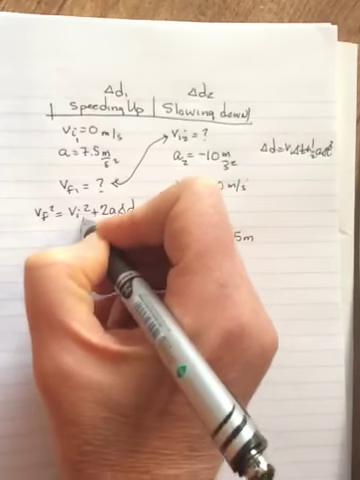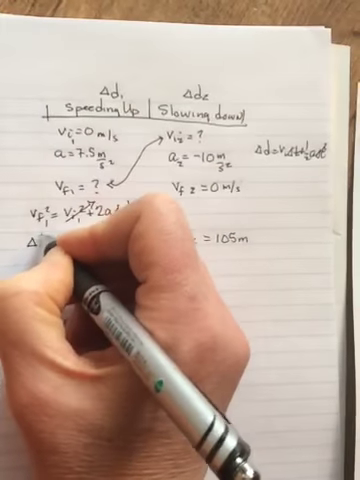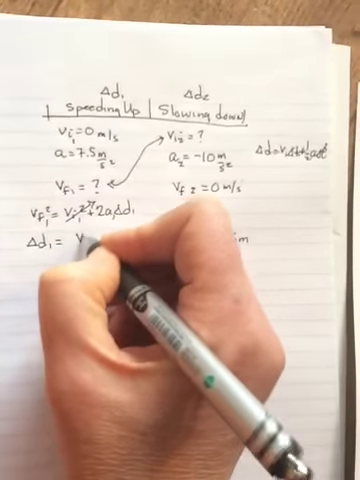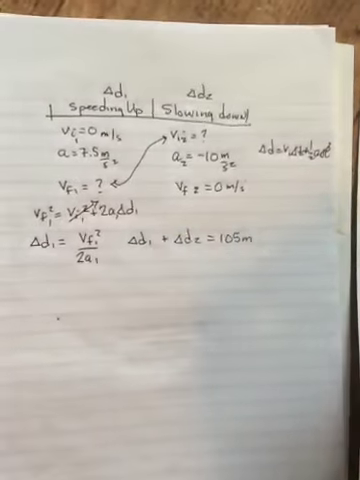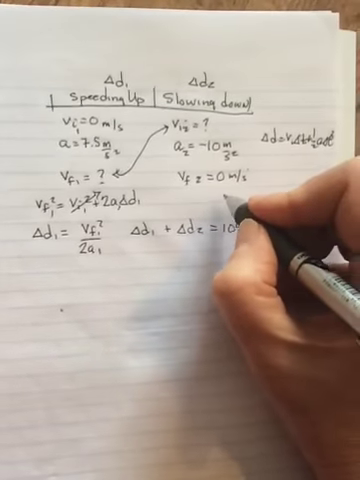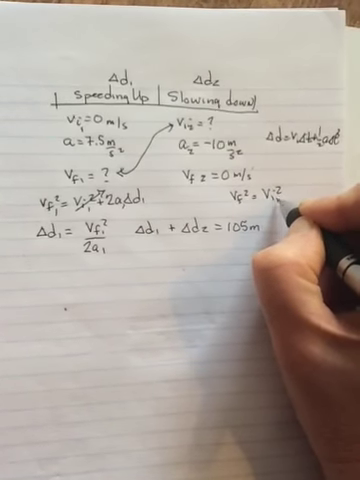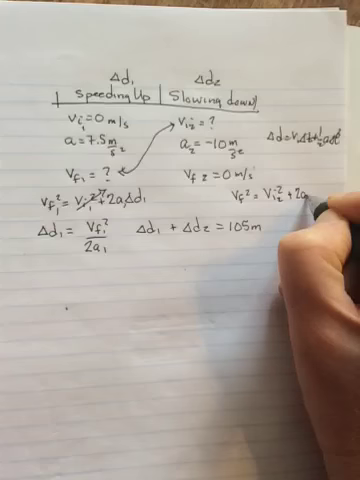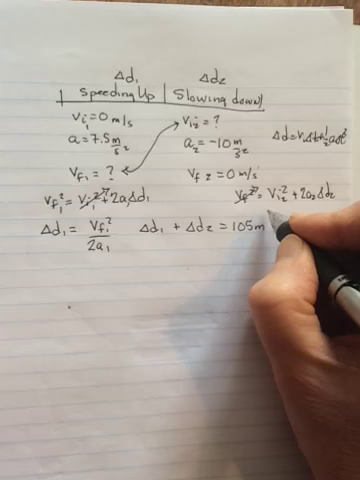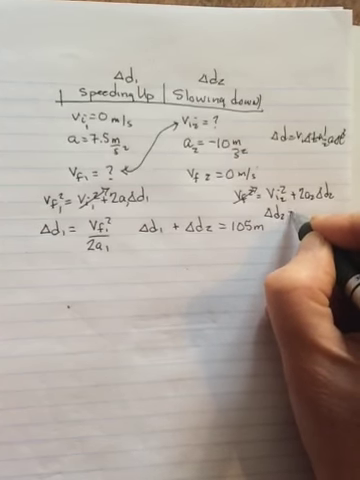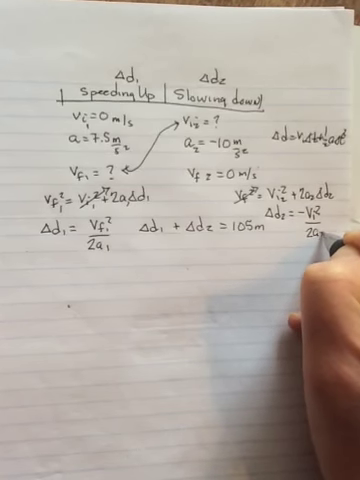So you could do it for D1, and for D1 the VI squared is 0, and so you would have a delta D1 is equal to VF1 squared over 2A1. And then you would do the same thing for D2. VF squared is equal to VI squared, and this is for 2, plus 2A2 delta D2. It's the VF squared that's 0 this time. So the delta D2 will be equal to negative VI squared over 2A2.